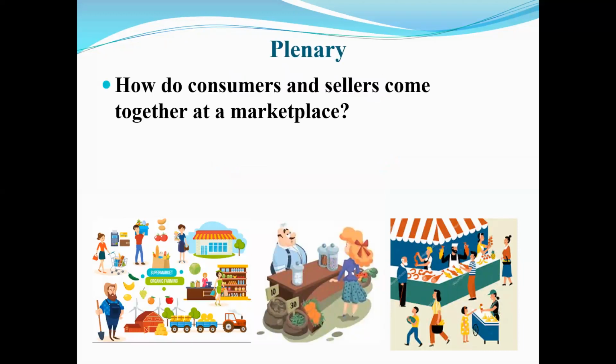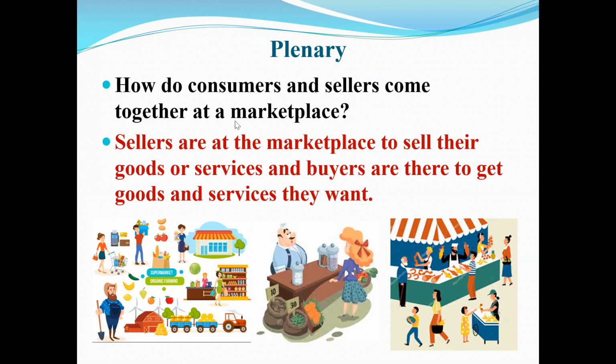Now, how do consumers and sellers come together at a marketplace? Very simple. Sellers are at a marketplace to sell their goods and services, and buyers are there to get goods and services they want.